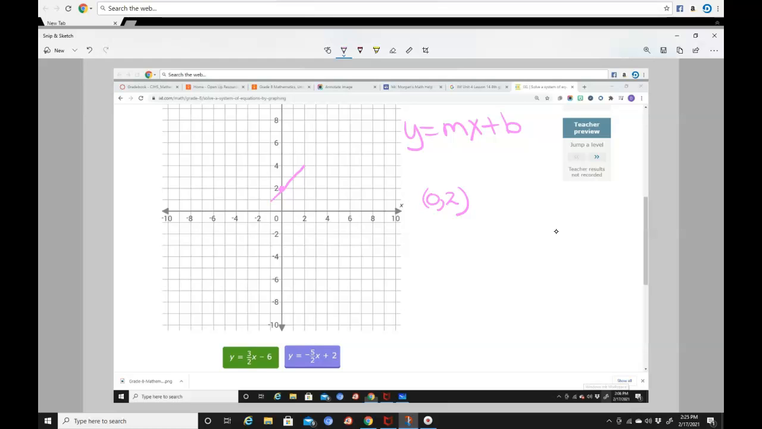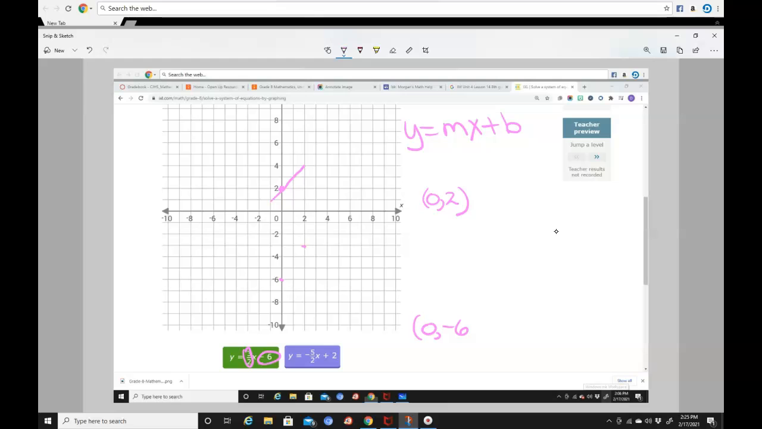Now for this one, the y-intercept is -6, so the b would be the -6 right here. That would be the ordered pair (0, -6). So I come over here and put a point on (0, -6). Then I would use my slope right here. It tells me how many to go up: up 1, 2, 3, and over 2. So then I could put a point right there.